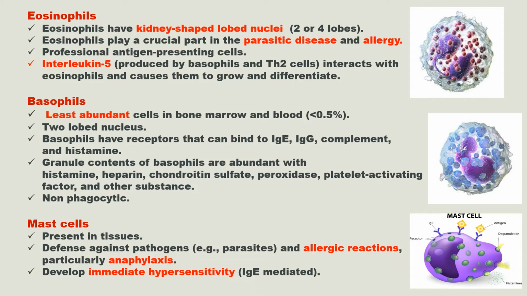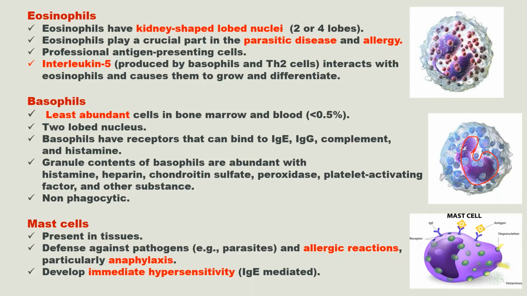Next is basophil. This is the least abundant cell in bone marrow and blood, less than 0.5%. Least abundant cell is basophil and most abundant cell is neutrophil. That you have to remember. Two-lobed nucleus. In this picture you can see that two lobes are present and the shape of this nucleus is bean shape. So, two-lobed bean shaped nucleus.